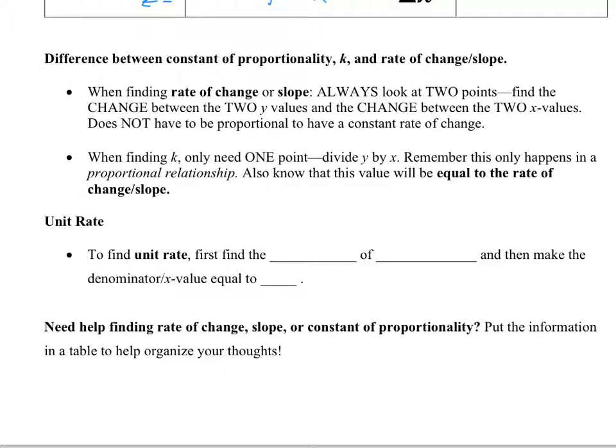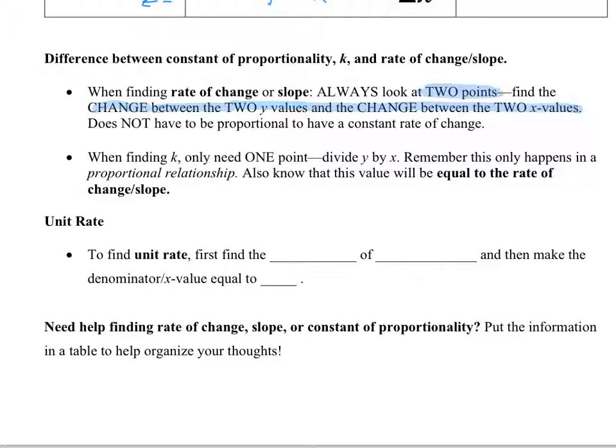When you're finding the rate of change or slope, always look at 2 points. You're always looking at 2 points to find rate of change. And you find the change between those two y values and the change between the two x values. So the key words here are 2 points that you have to do. And it does not have to be proportional to have a constant rate of change.